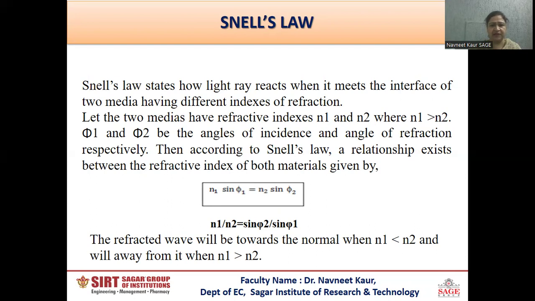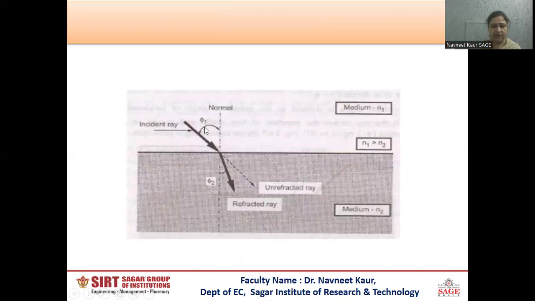Suppose we have two media, one having refractive index N1 and another having refractive index N2, and N1 is greater than N2. phi 1 and phi 2 are the angle of incidence and the angle of refraction respectively. This can be shown in this figure. These are the two mediums, one having refractive index N1 and another having refractive index N2. This is the incident ray, making an angle of incidence phi 1 with the normal. This light ray is refracted into the second medium.